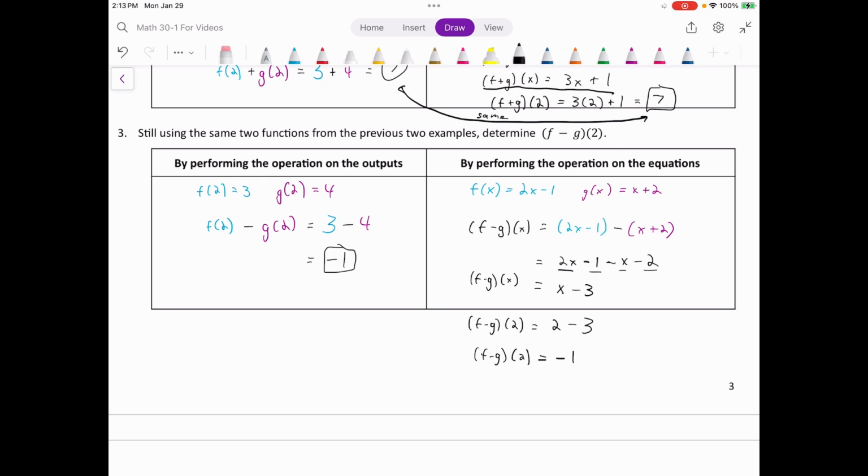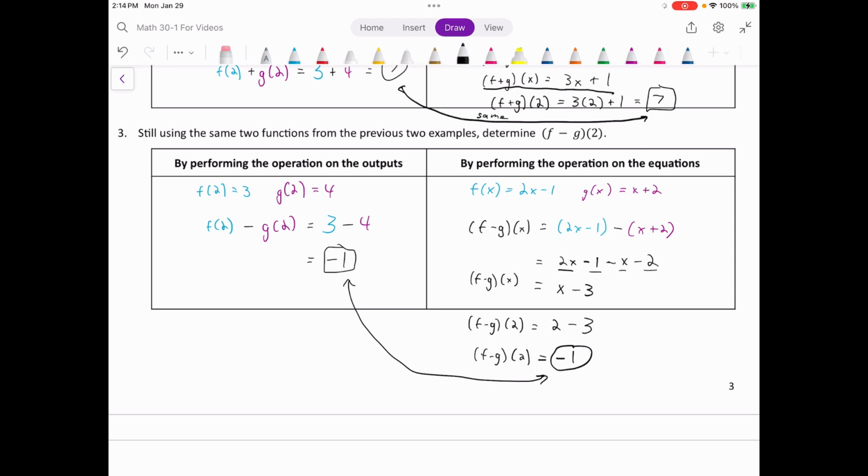2 minus 3 is negative 1, right? Good news. That's good. It should be the same, right? It should be the same because all we're doing here is subtracting the outputs of the functions at that specific x. Here, first we're subtracting the general functions and then inputting our specific x, right? Same result, basically just reversing that order of steps. Evaluate the function, then subtract, or subtract and then evaluate the new function. Just flipping our step 1, step 2 between these two.